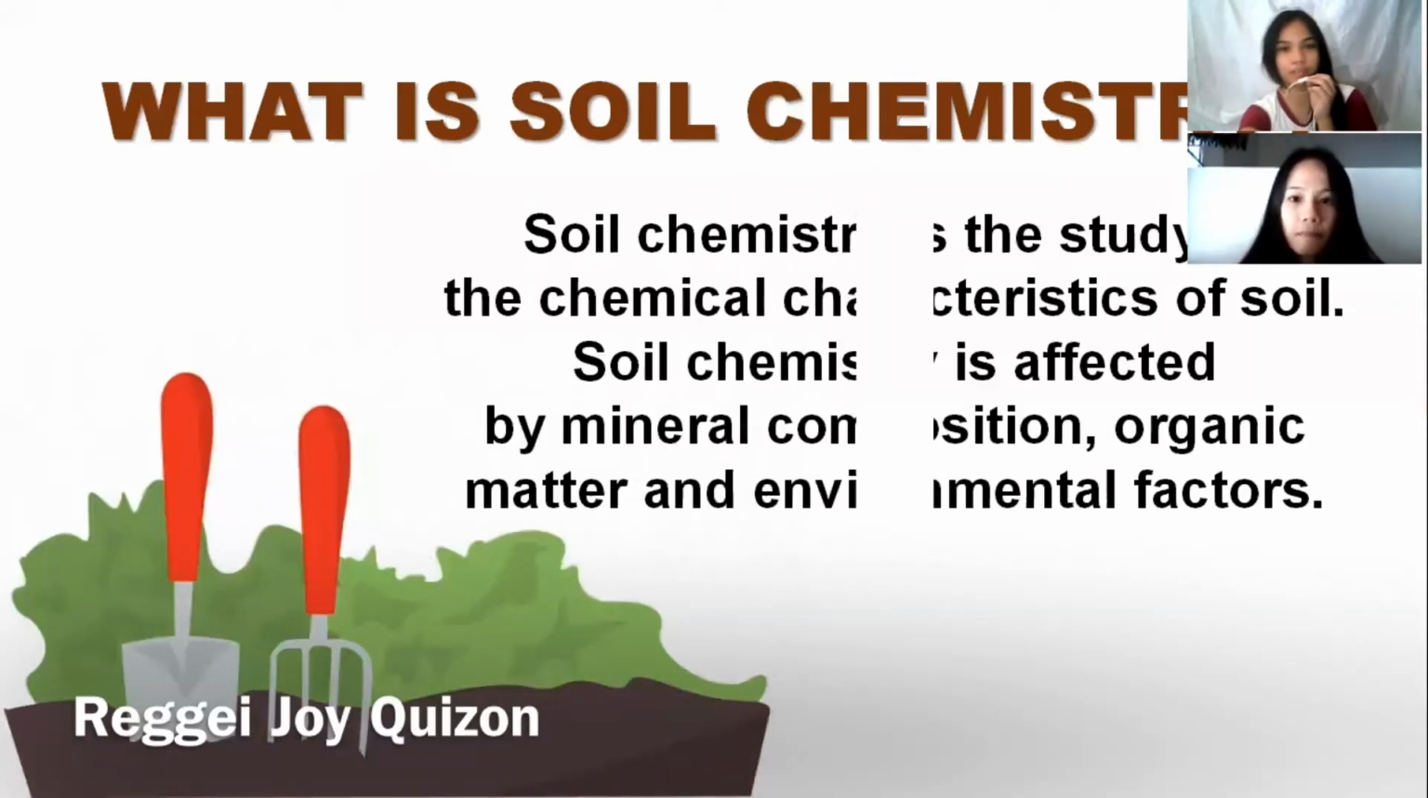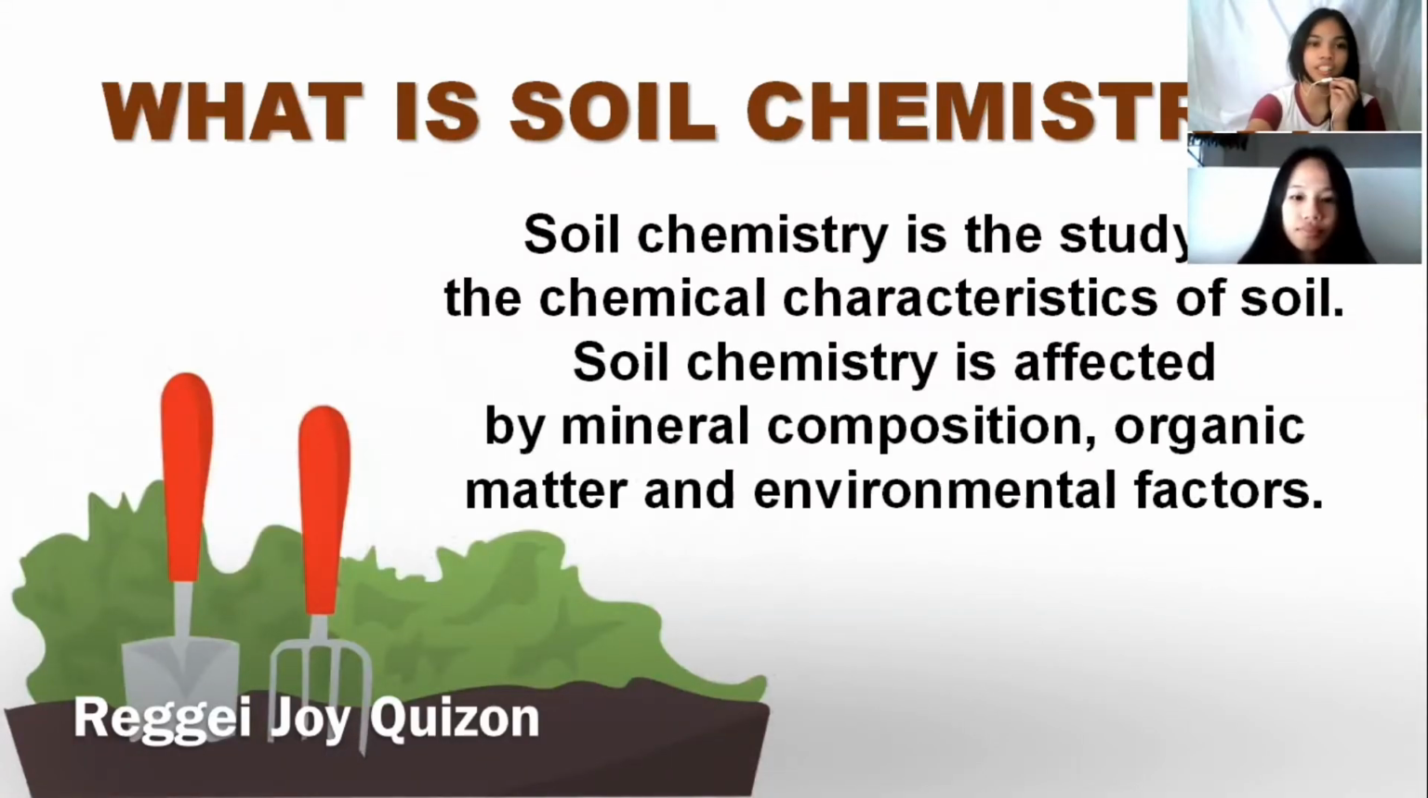What is soil chemistry? Soil chemistry is the study of the chemical characteristics of soil. Soil chemistry is affected by the mineral composition, organic matter, and environmental factors. It is a branch of soil science that deals with the chemical properties, constituents, and reactions within the soil. Soil transports and moves water and provides a home for thousands of bacteria and other creatures.